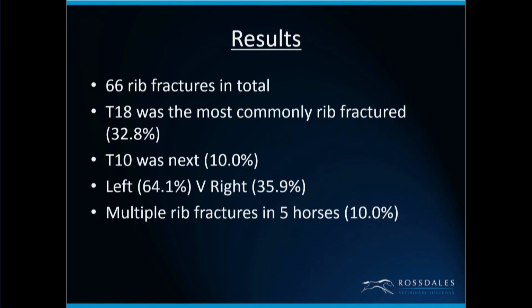In total, from the 50 horses, we had 66 rib fractures. T18 was the most commonly fractured rib with 32.8%, followed in second place by T10, which was just 10% of the cases. Interestingly, or maybe not so, the left side seemed to have a much higher proportion of fractures than the right side, and multiple rib fractures were identified in 5 horses.